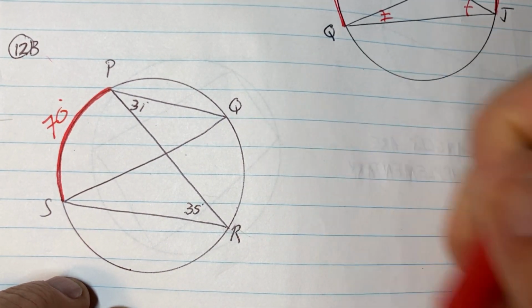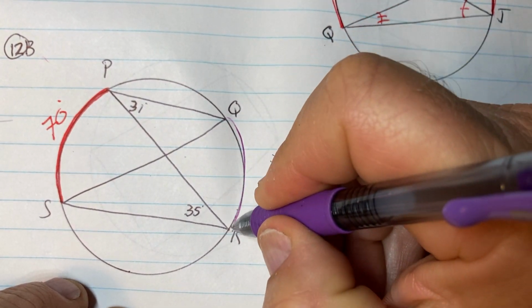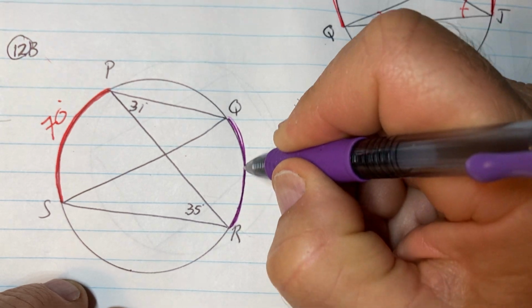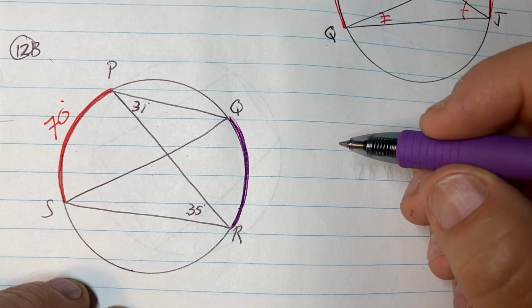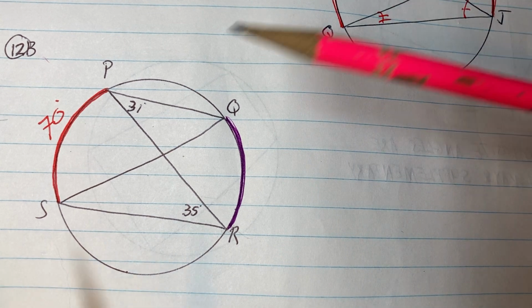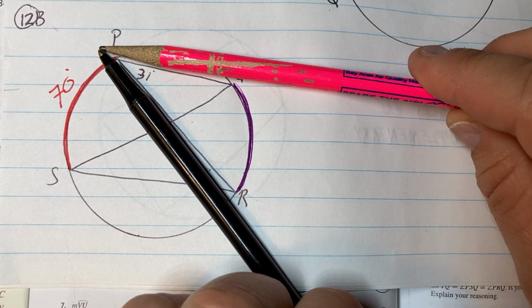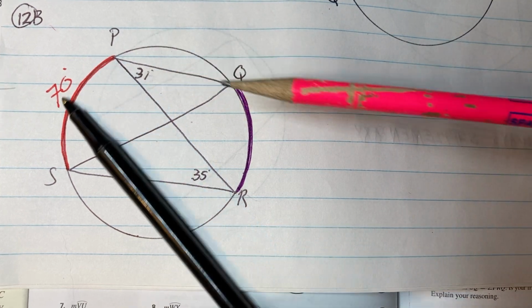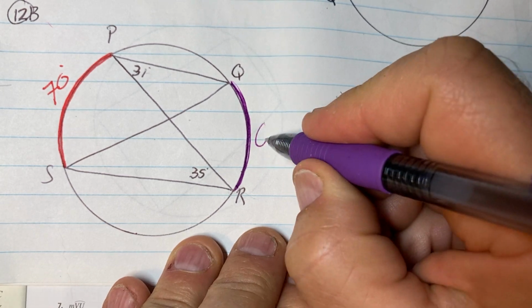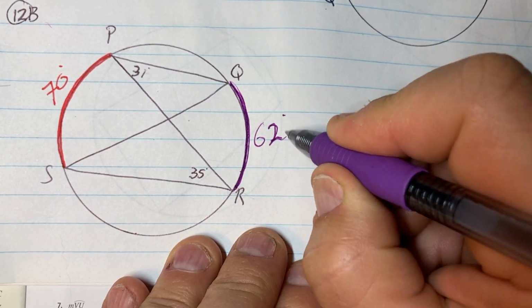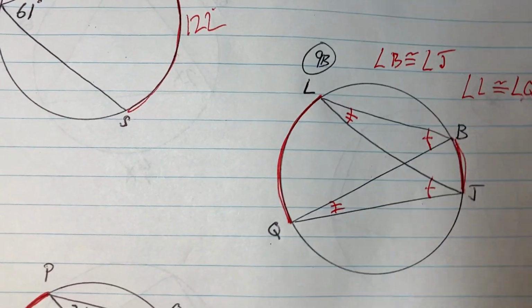What would this arc be? I'll use purple. What's the measure of that arc? If that's 31, that should be... All right, turn over.